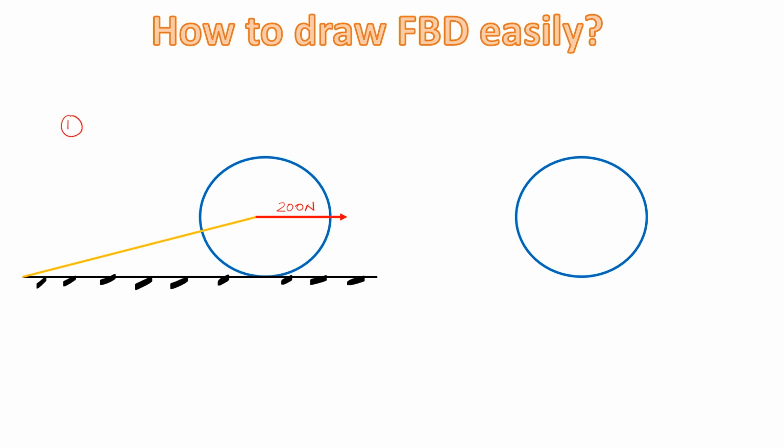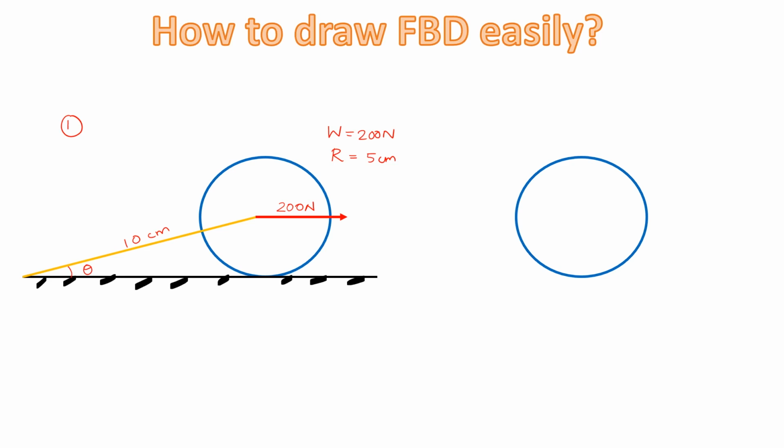This is a circular roller which is held in position by a string, given as the orange line, and a 200 Newton external force acts on this roller from the center towards the right. A weight of 200 Newton is also given, and the radius of the roller is 5 centimeter, and the string has a length of 10 centimeter. This much data is given here. This angle will be theta, this angle will be theta. Okay, so let's start with our free body diagram.